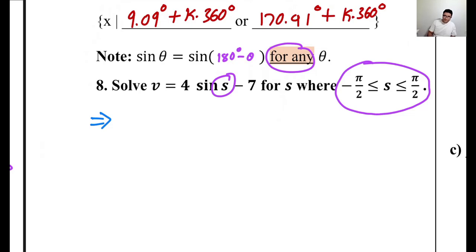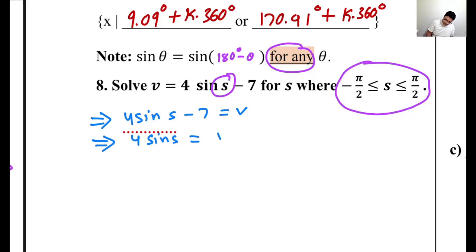Solving it, I have to solve for sine, right? And that means I have to write it as 4 sine s minus 7 equals v. Switch the sides. Then you can say 4 sine s equals v plus 7. Take the minus 7 to the other side. And you can say sine s equals v plus 7 divided by 4.